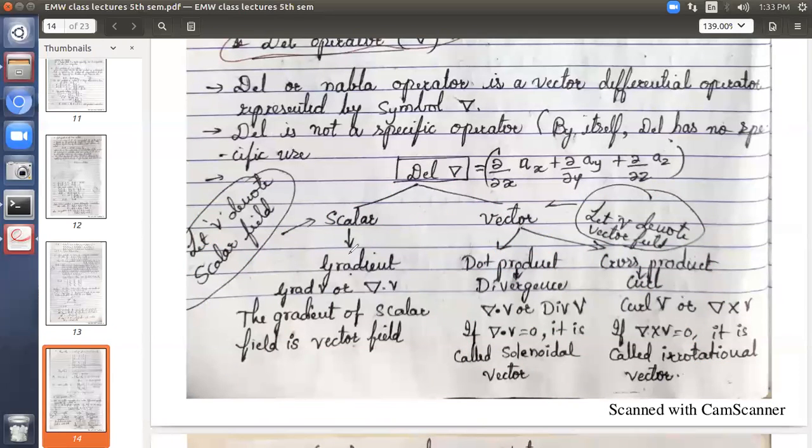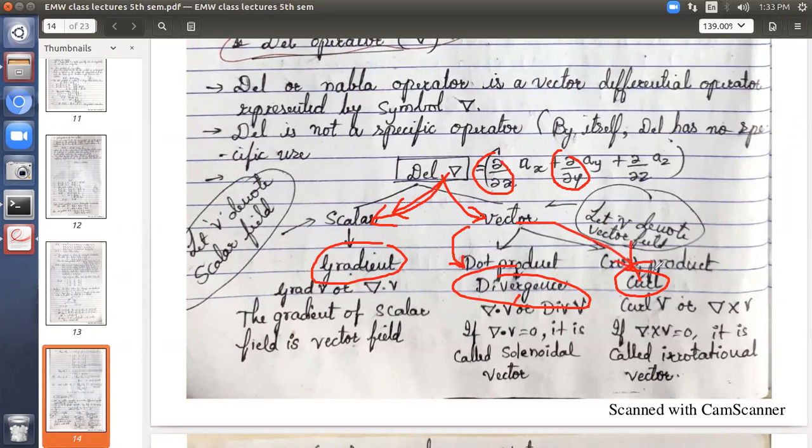So there are basically three terms associated with del. Del separately, just like plus or minus, doesn't have any identity. It is a differential operator, partial dou by dou x, dou by dou y, dou by dou z. Three terms come into the picture: gradient, divergence, and curl. Gradient means we are operating del on a scalar quantity, and if you're applying del on a vector quantity, if it is a dot product, it is divergence. If it is a cross product, it is a curl. This is the classification of how we can use the del operator.